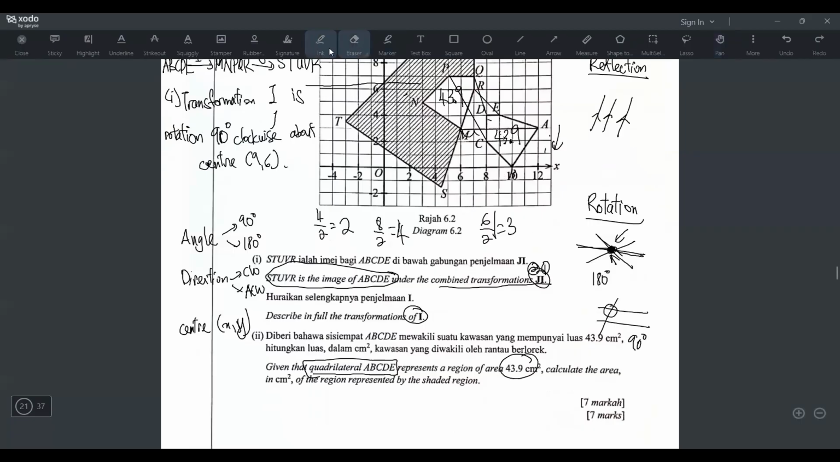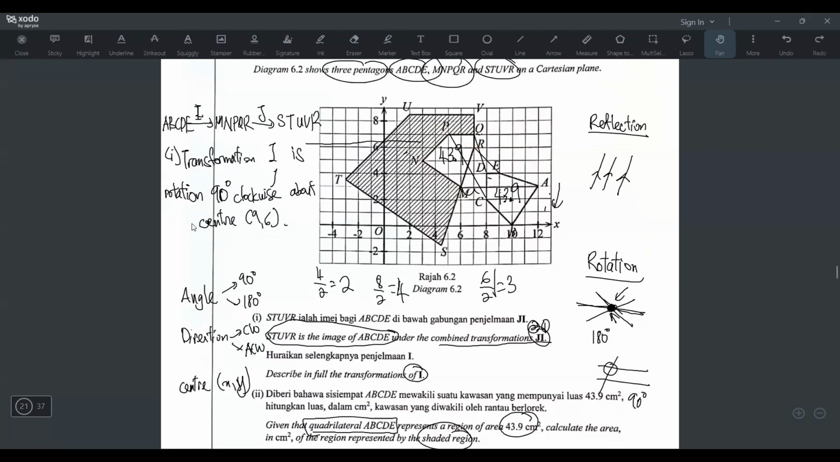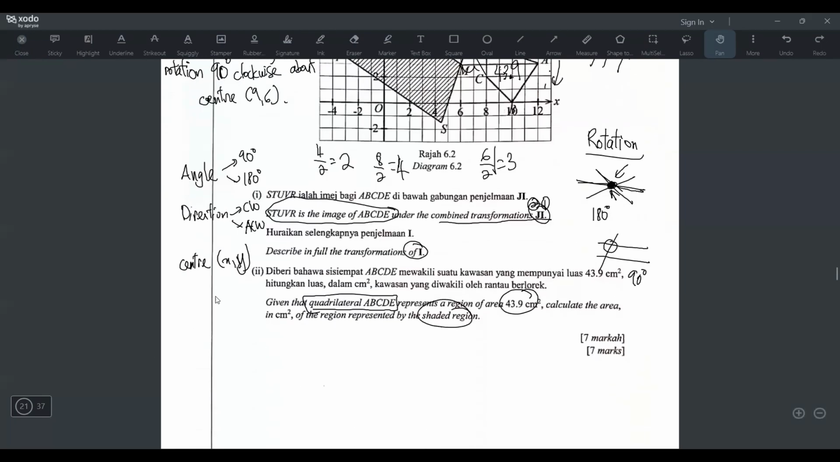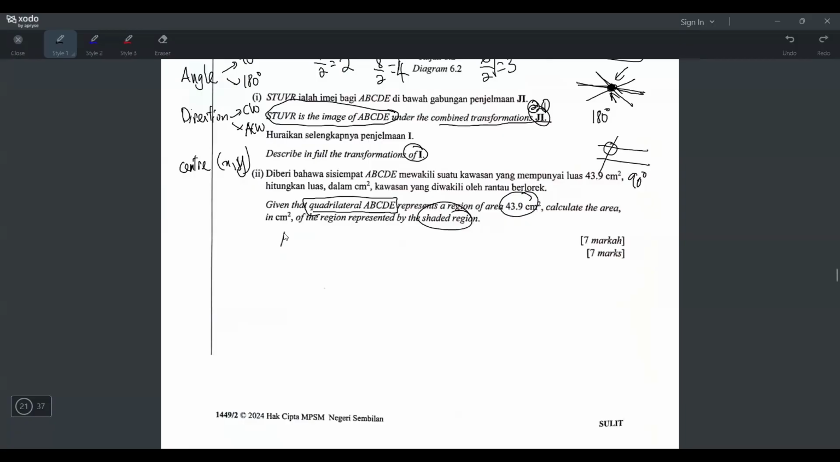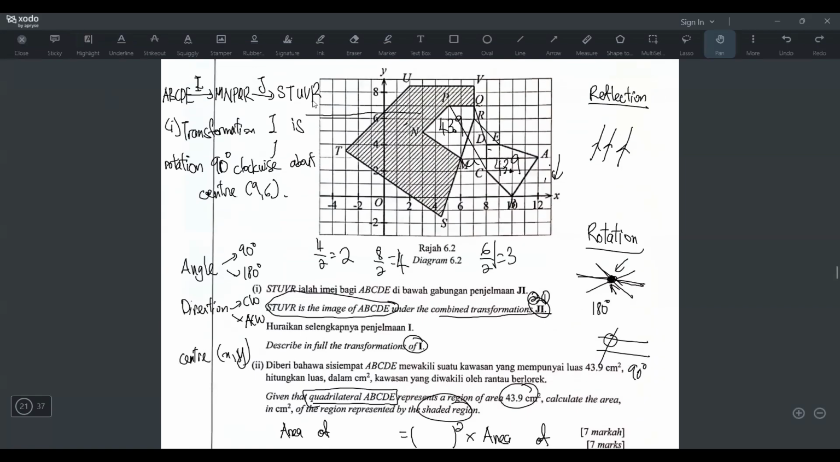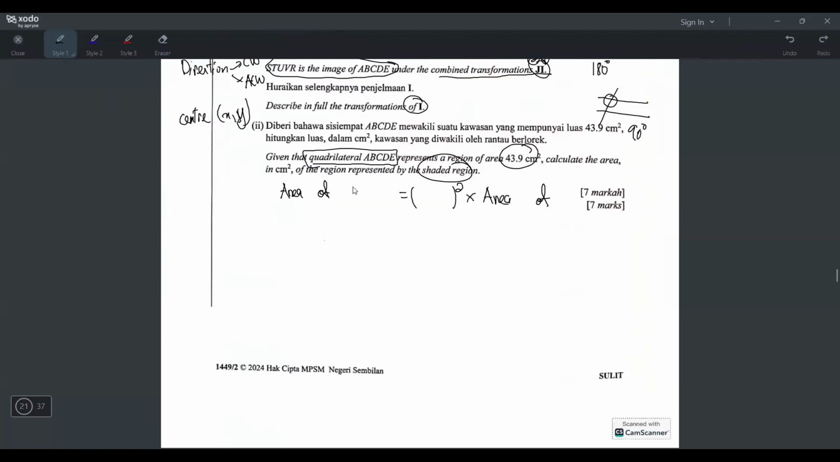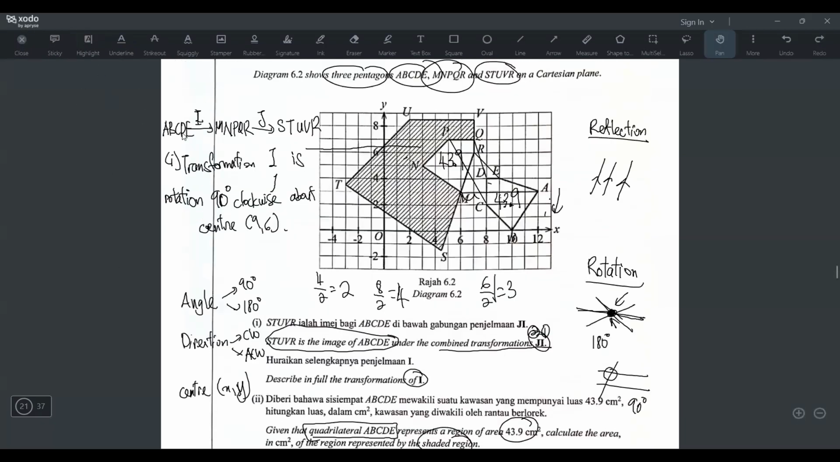And then they say calculate the area of the region represented by the shaded region. Whenever you see the word area in a transformation question, you have to immediately think about this formula: area of image equals k square times area of object. But for this case, who's the image? STUVR, because it is the one after, the last. And then what is the area of object? The object can be ABCDE, it can also be MNPQR.